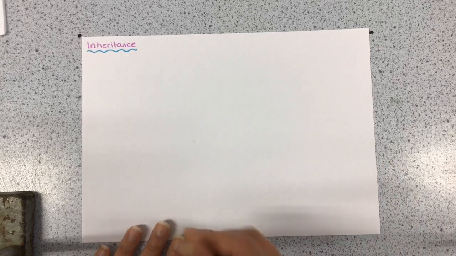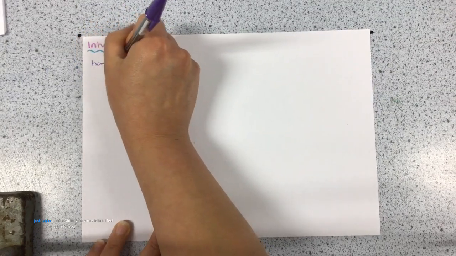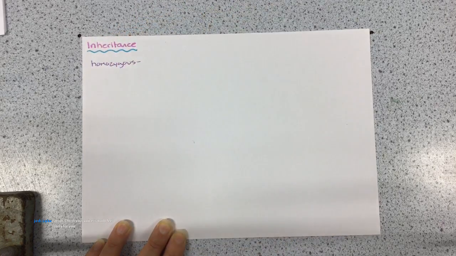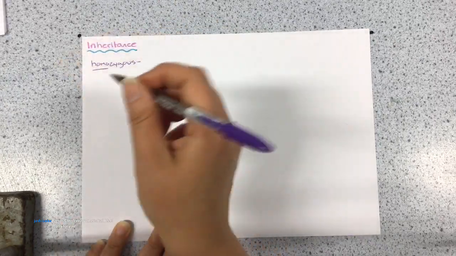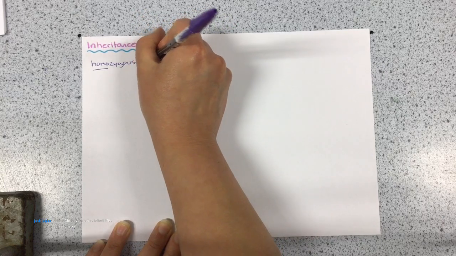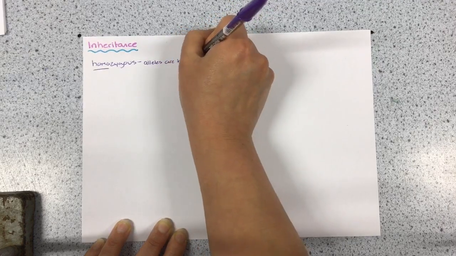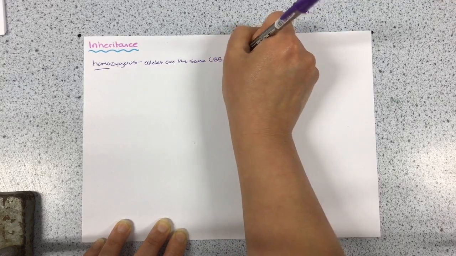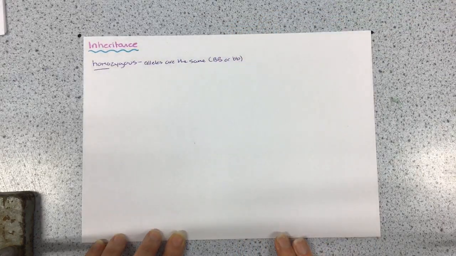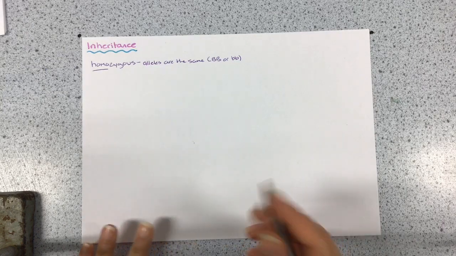So the key terms. Mine isn't going to look half as neat as Miss Hughes', but we're going to go for it. First one, homozygous. We need to know what homozygous means. The first part of that word, homo, means the same. If an individual is homozygous, it means that the alleles are the same. For example, big B, big B, or two little b's. The opposite to someone being homozygous is heterozygous, and this means that the alleles are different.